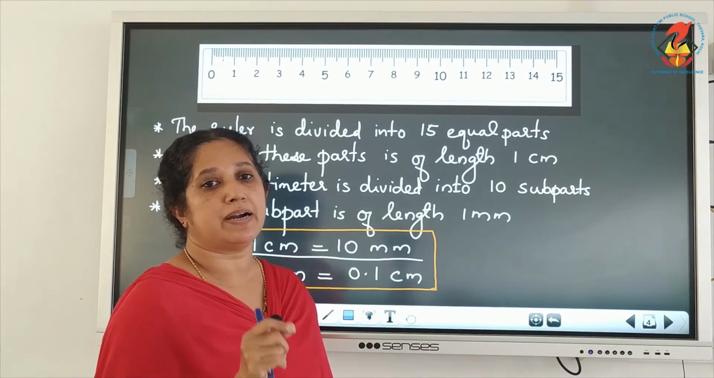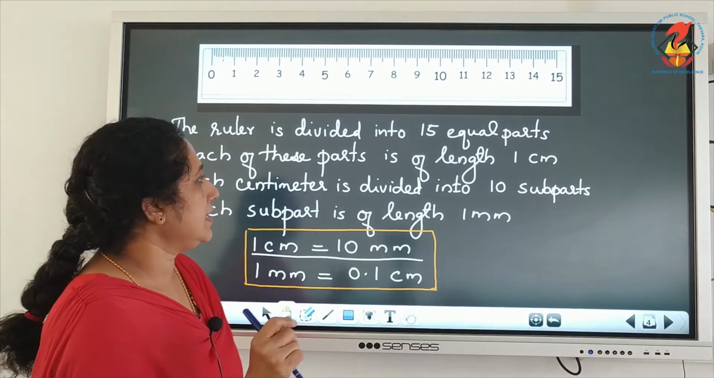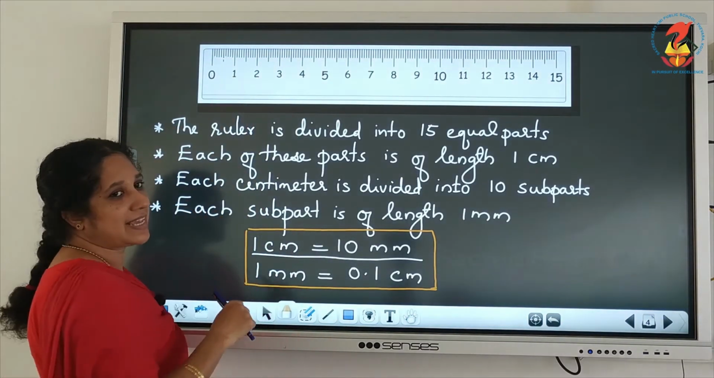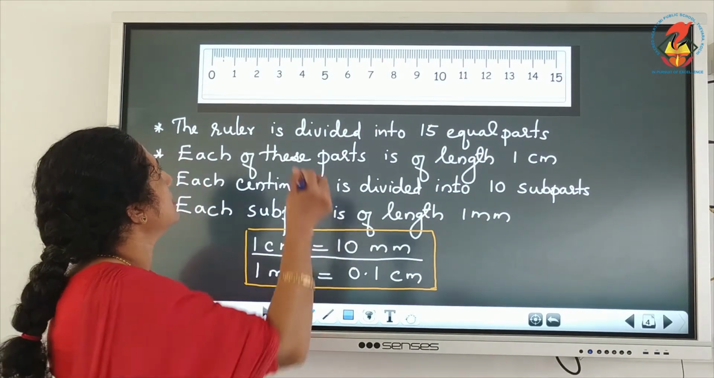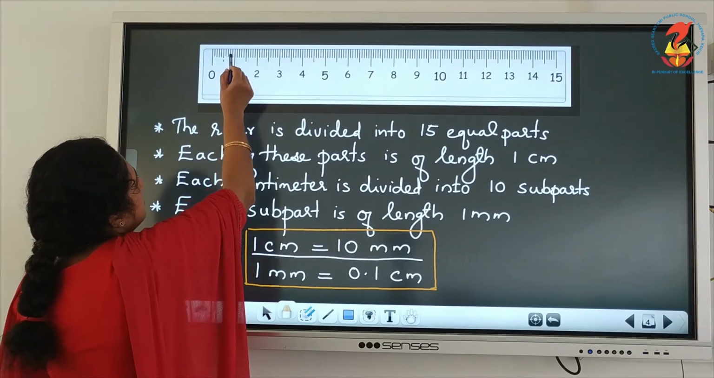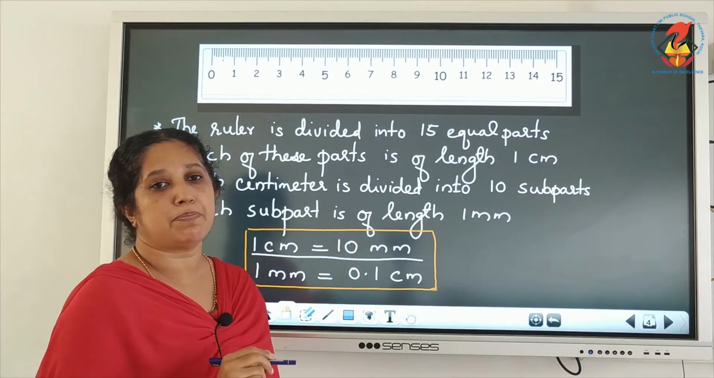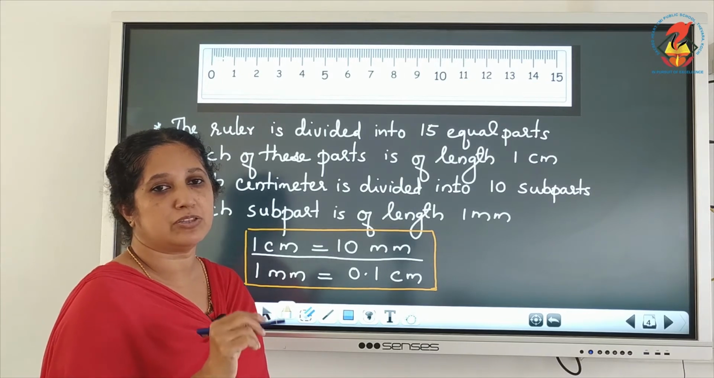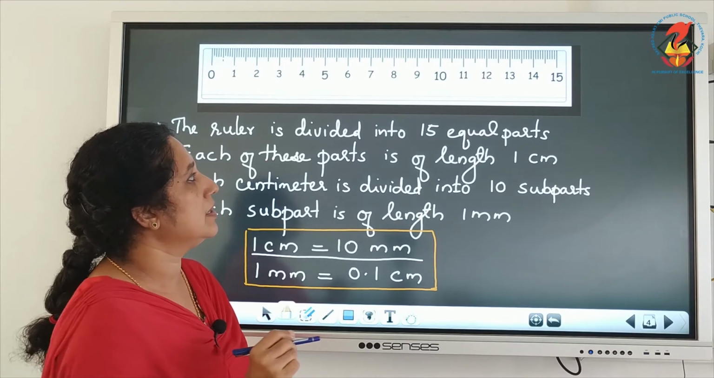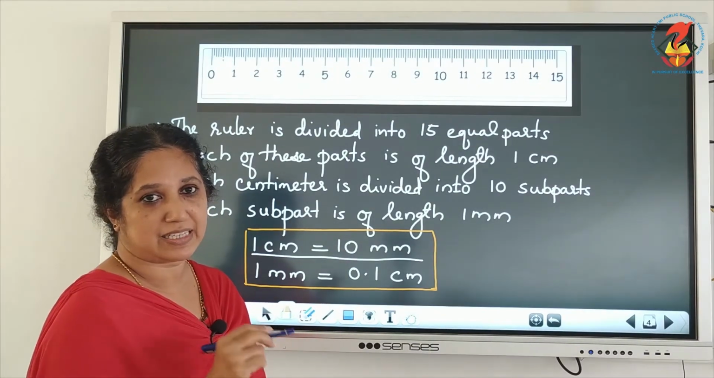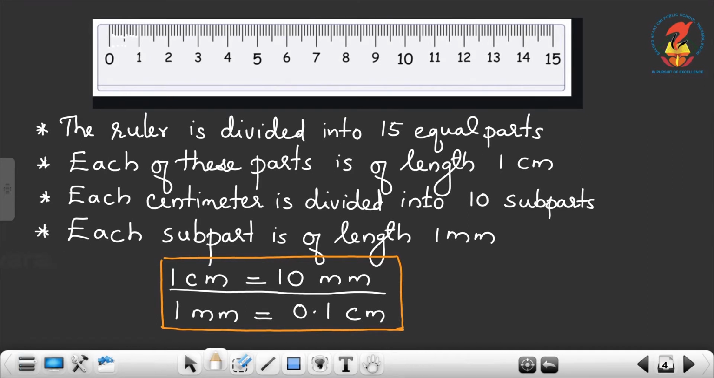Each 1 centimeter is again divided into 10 subparts, and the length of each subpart is 1 millimeter. So the length of the ruler is 15 centimeters. It is divided into 15 equal parts, each of length 1 centimeter, and each centimeter is divided into 10 subparts, each of length 1 millimeter.